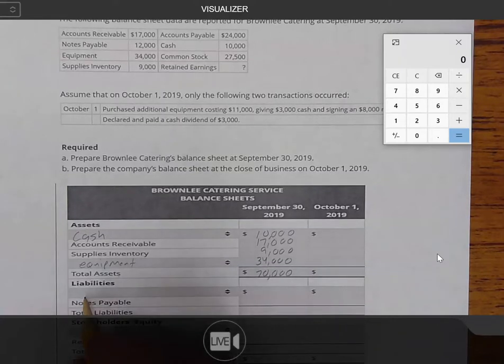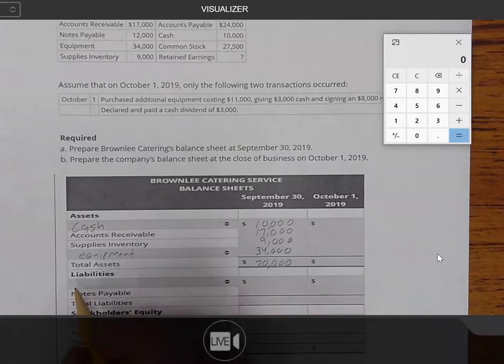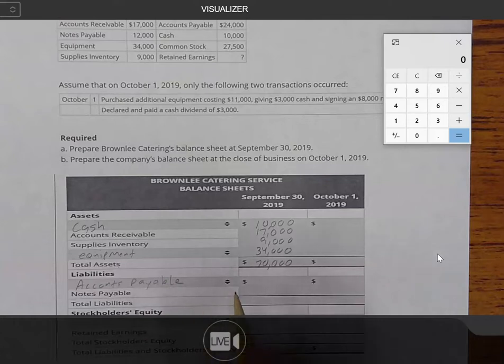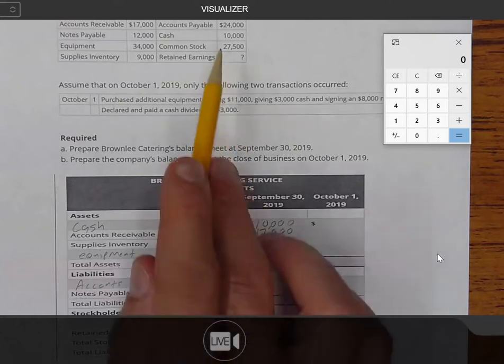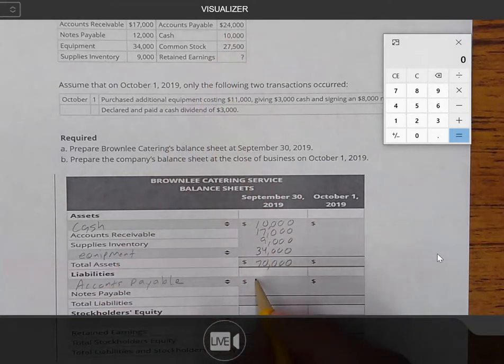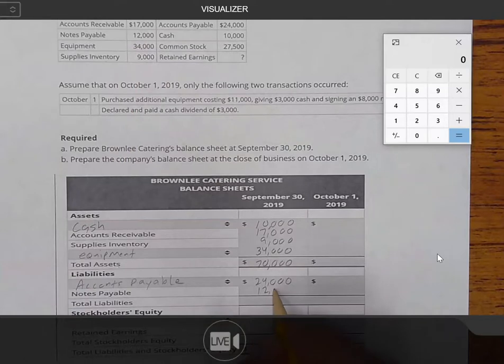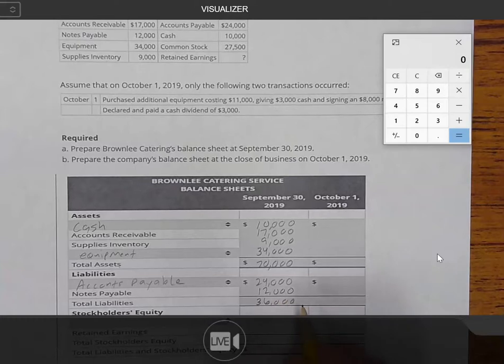So liabilities are ordered in terms of when they are due, and accounts payable, as a rule, are going to be due before notes payable. So use that figure right here, $24,000. Okay, and then notes payable, they have provided us that figure as $12,000. So total liabilities, I'm not going to use the calculator here, I'm just going to add 24 and 12, which is $36,000.